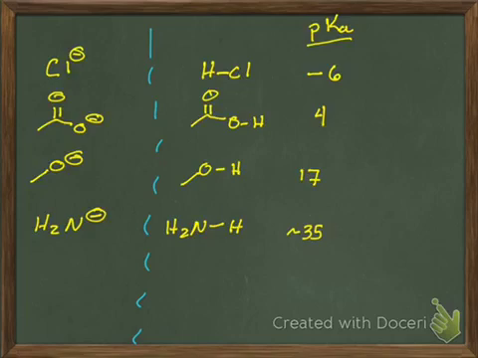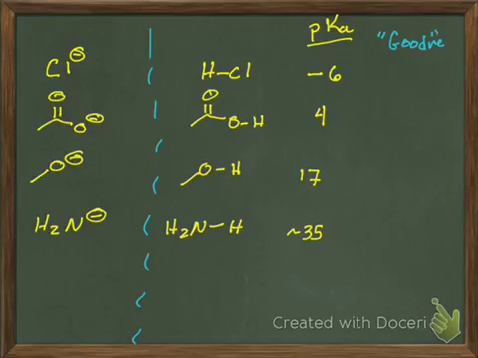So what we can say about this list is the goodness of the leaving group increases as we go up that chart, where the chloride is the best and the amide is the worst. So chlorides make a much better leaving group than the amides do. We can use this analysis throughout all of the discussions of carbonyl chemistry.